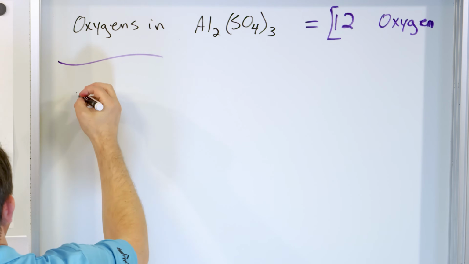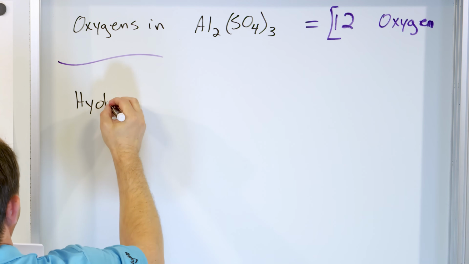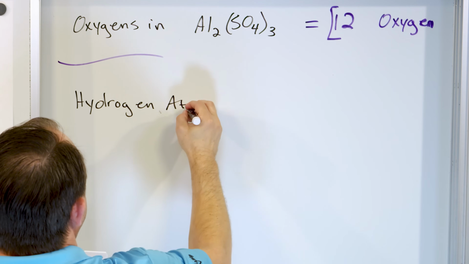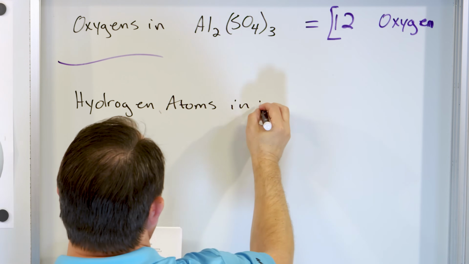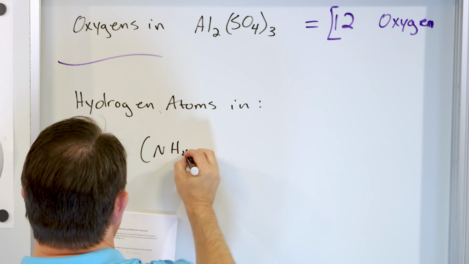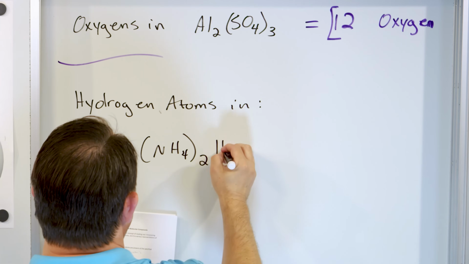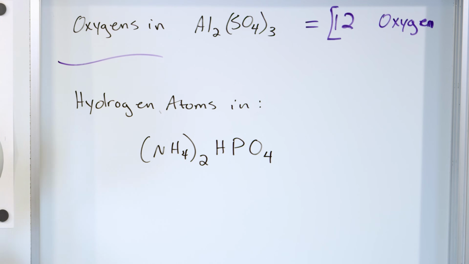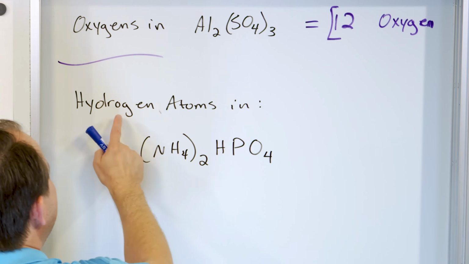Let's count the number of hydrogen atoms in the following. And it's kind of big. Let's look at it like this: NH4, parentheses 2, H, then we have phosphorus, then we have oxygen, we have 4 of those. All we want to count is the number of hydrogen atoms.